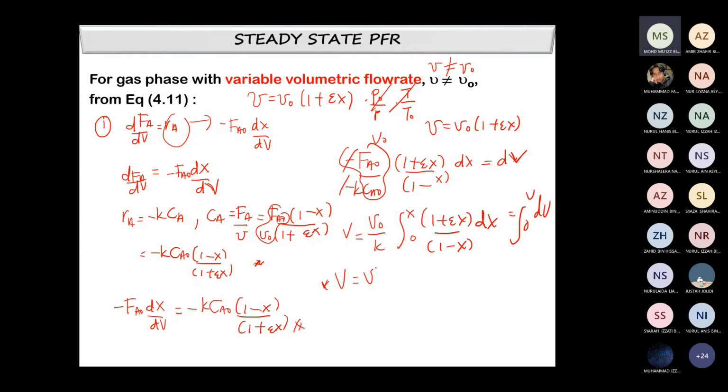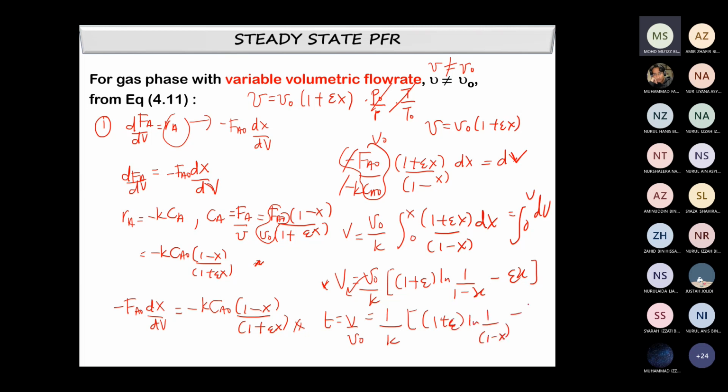So V is equal to V0 over K. Okay, times with the, ni dah lepas integrate ya. 1 plus epsilon ln 1 over X minus V. Okay, inilah yang lepas you integrate. Inilah jawapannya. Okay. So, kita boleh dapat juga in term of T sebab T is equal to V over V0. Okay. So, this one kita dah bawa ke bawah. So, tinggallah seorang 1 over K times with this one lah. 1 plus epsilon. Alright. Ln 1 minus 1 over X minus epsilon X. Okay. So, inilah jawapannya.